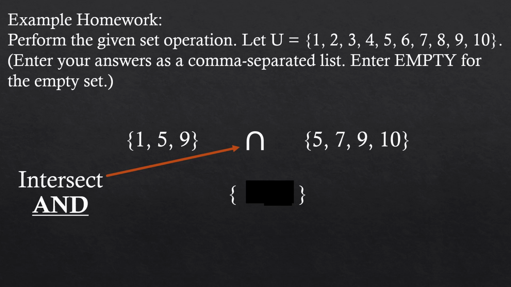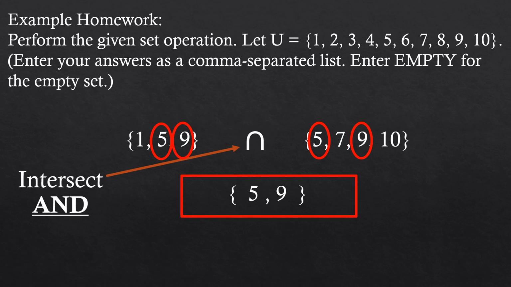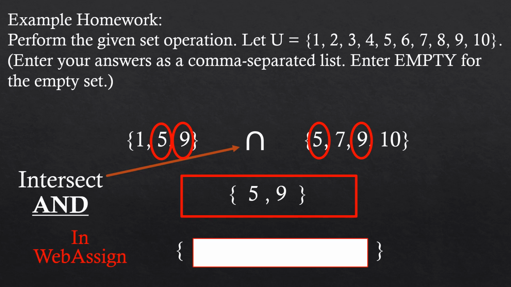So I'm going to look, and the first element that is common to both is the number 5. So that has to be in my intersection. The second element that's common to both is the number 9. So that has to be in my intersection. So then again, in WebAssign, you're just going to type in 5, 9. Okay.